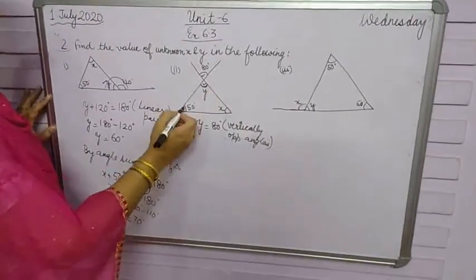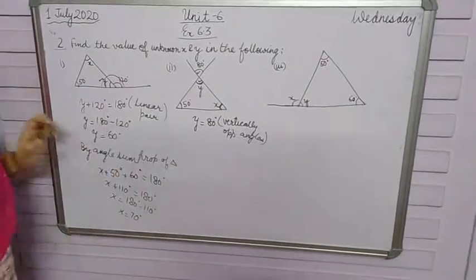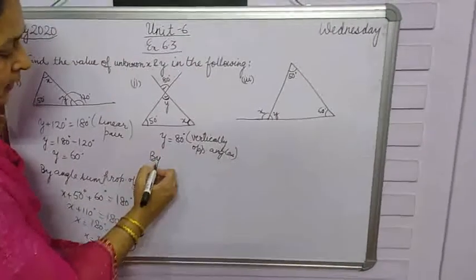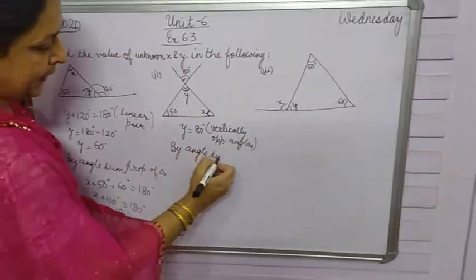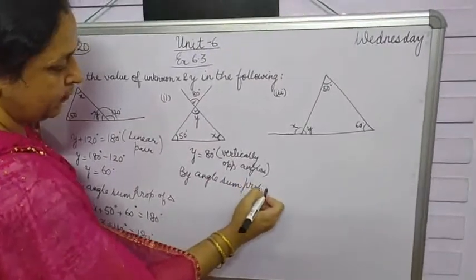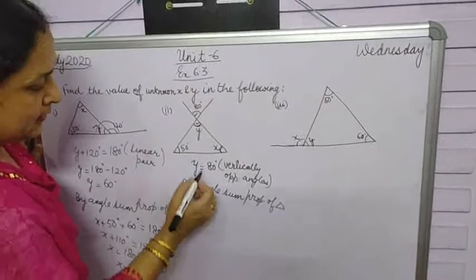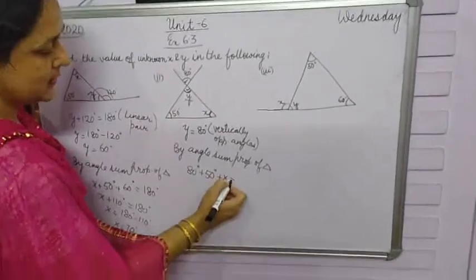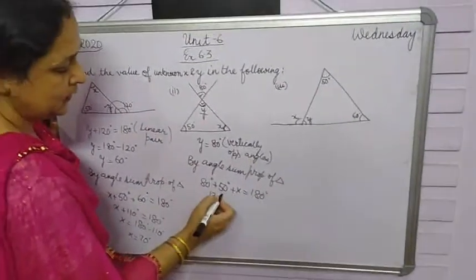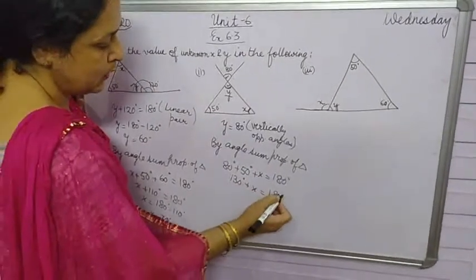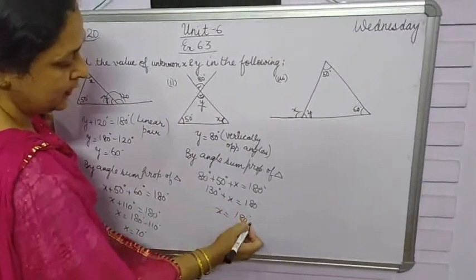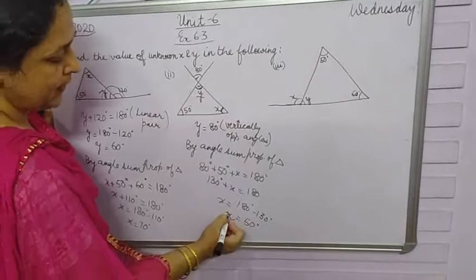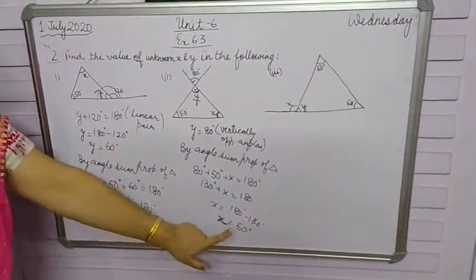Now out of these three angles of the triangle, two are known to us. This is 80, this is 50, and this we can find out by using the angle sum property of the triangle. Instead of y, now we have 80 degrees plus 50 degrees plus x is equal to 180. 130 plus x is equal to 180. So x is equal to 180 degrees minus 130 degrees, which is 50 degrees. So the value of y is 80 and the value of x is 50 degrees.